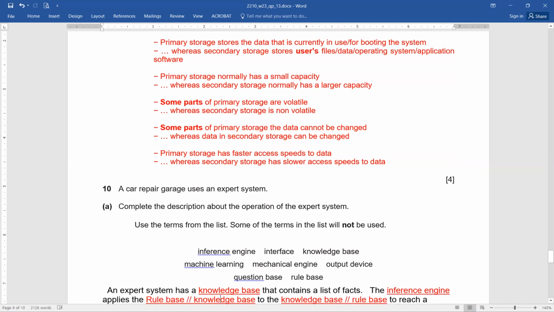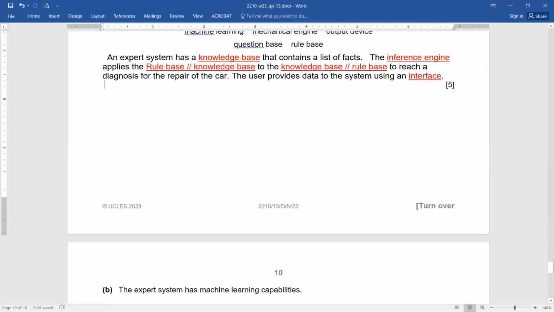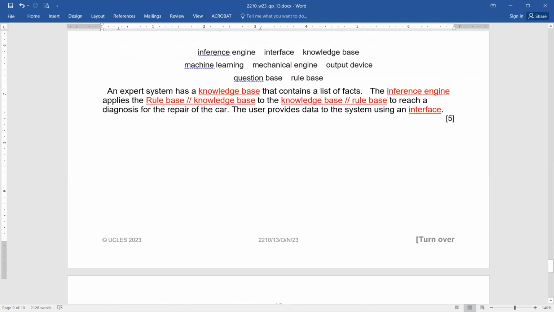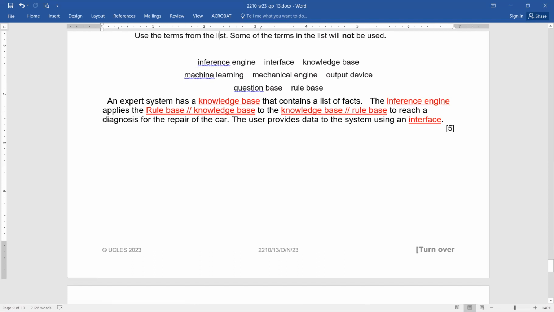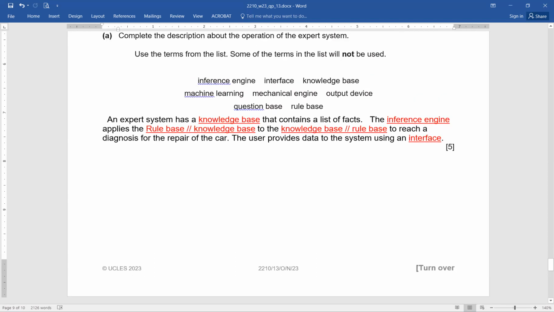So let's see what the blanks were and how we have filled them in. An expert system has a dash that contains a list of facts. So out of these, which one is the right option? An expert system has a knowledge base that contains a list of facts. The dash applies the dash to the dash to reach a diagnosis for the repair of the car. So now you can recall the inference engine, knowledge base, and interface. These are the 3 components.